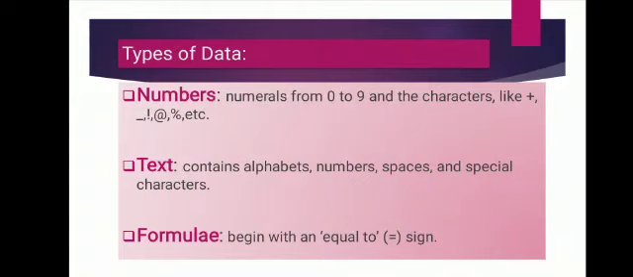Now next is text. Text data contain alphabet, numbers, spaces and special characters. And text data is not used in calculations. Numbers and formulae we will use for calculation. So by default text data is left aligned. Right aligned and left aligned means if we type any number, it will display on the right side of the cell. And if we start typing text or alphabet, it will display from the left aligned in the cell. Most often, text entries are used for worksheet like heading, names and identifying the columns of data.